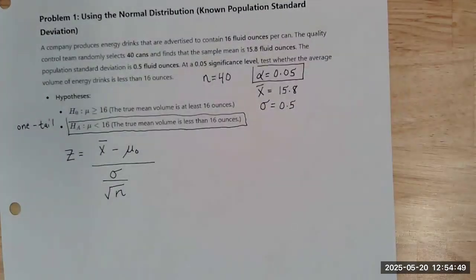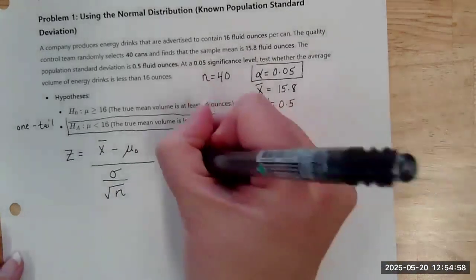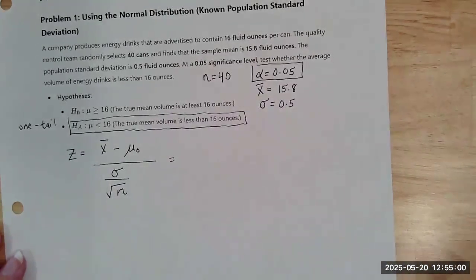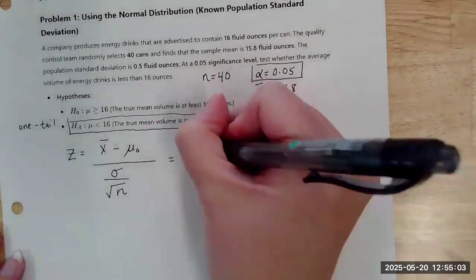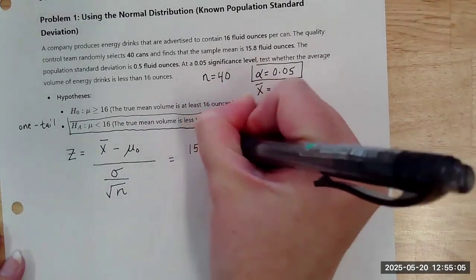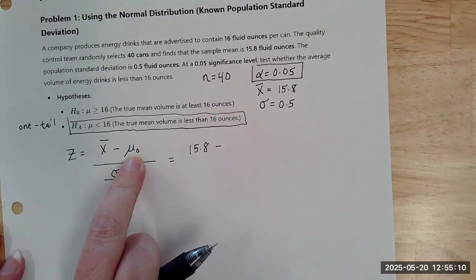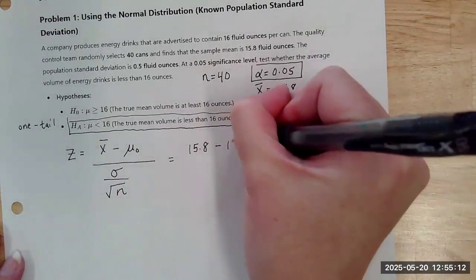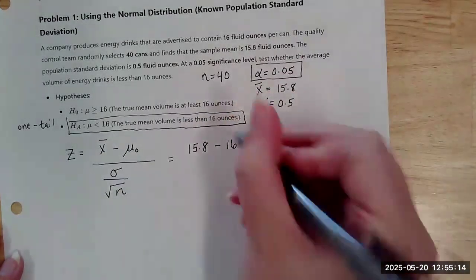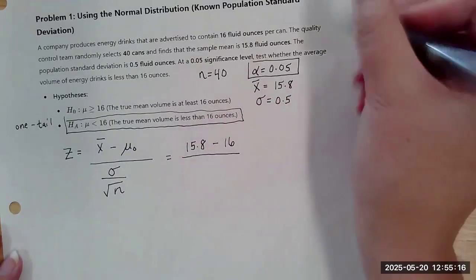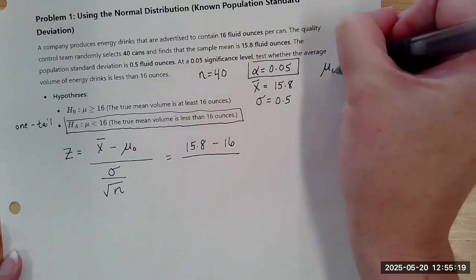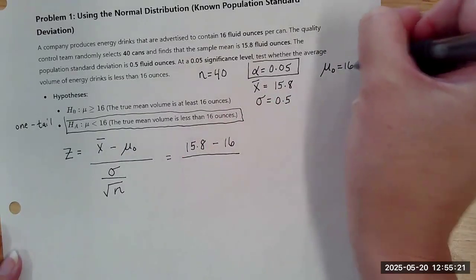But we're on the Z table. And you're going to actually get your Z score by plugging in what they gave us here. They gave us the X bar was 15.8. The mu naught is the mu that the company is telling you. The company said it was 16 ounces, so we're plugging in 16 for that. I could write that off to the side here as something else they gave us. The mu naught was 16. Okay.